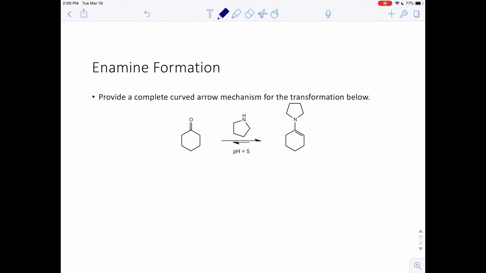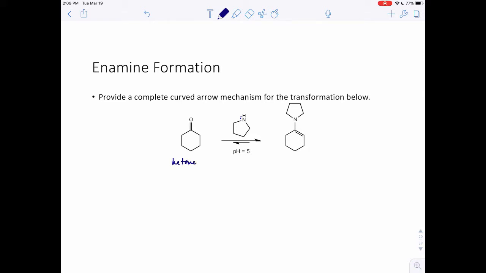The beginning of this mechanism is exactly like imine formation. So you should probably pause and try it yourself. Wow, I've said that a lot during this video, but it's true. You should always be trying these things yourself, especially when you're learning them for the first time or practicing them before a test. So we have our ketone.